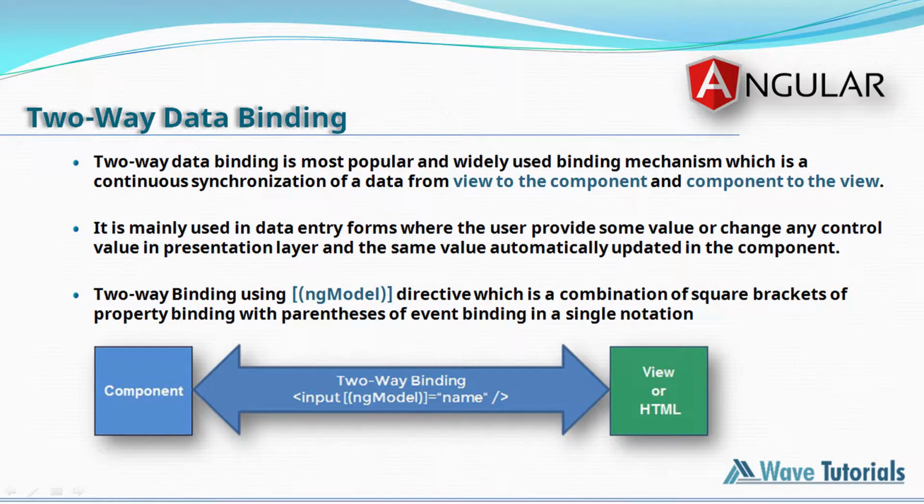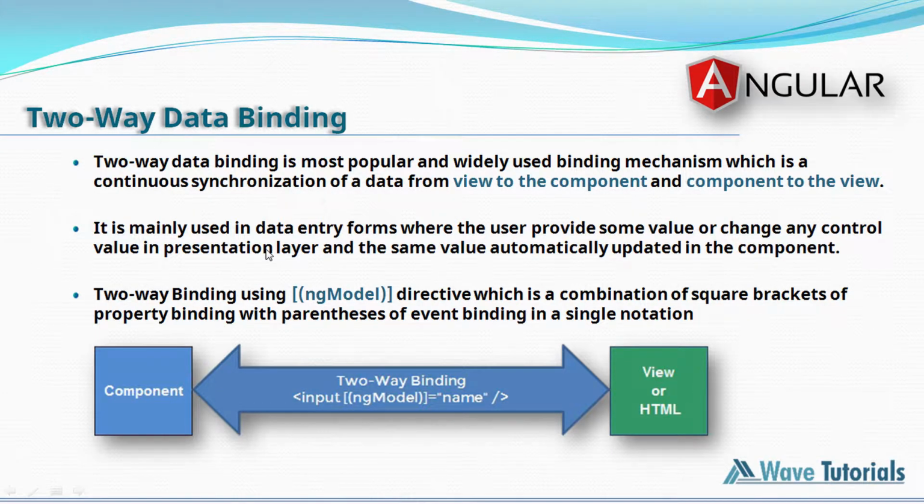Two-way data binding is the most popular and widely used binding mechanism, which is continuous synchronization of data from view to component and component to view. In our previous videos on event binding, interpolation and property binding, we saw that all these are one-way data binding, whether they send data from component to view or from view to component. But in two-way data binding, the data travels from component to view and the same way from view to component.